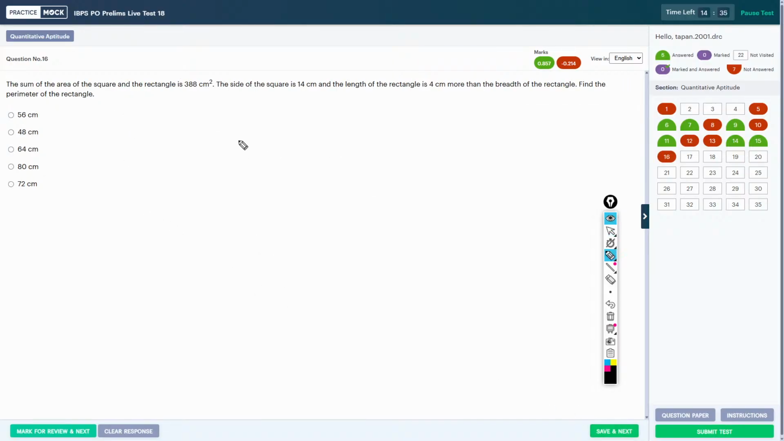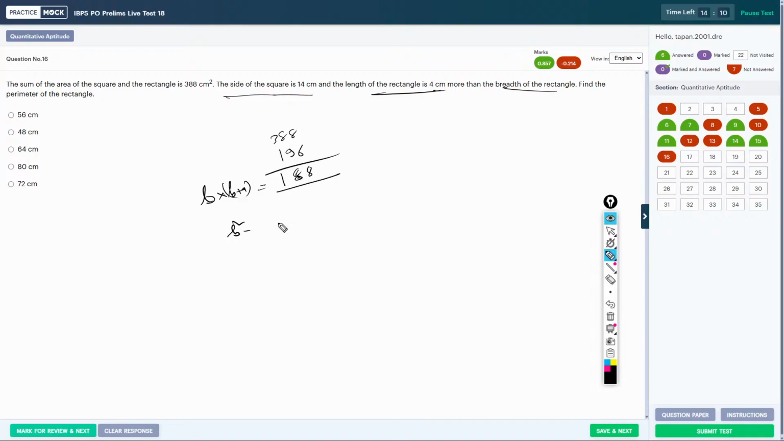The sum of the areas of a square and rectangle is this. Okay, the side of the square is 14. So 196 goes from 388. The length of the rectangle is 4 more than the breadth. So L is 4 more than the breadth. So breadth into breadth plus 4 is this. So B square plus 4B minus 188 is 0. So from here, I can say that 188... so 294, 247.